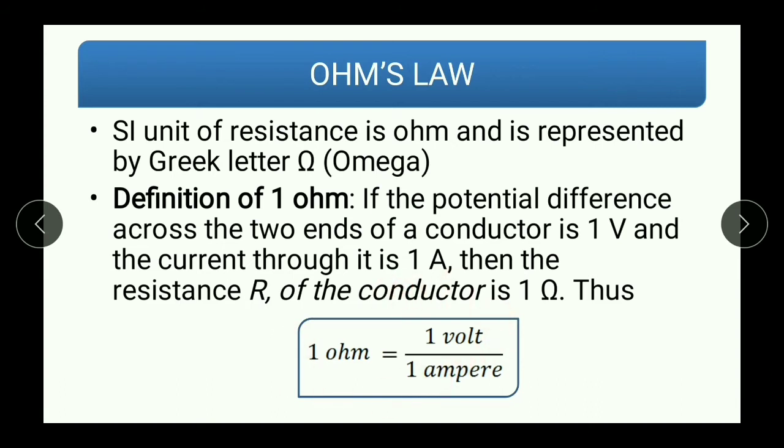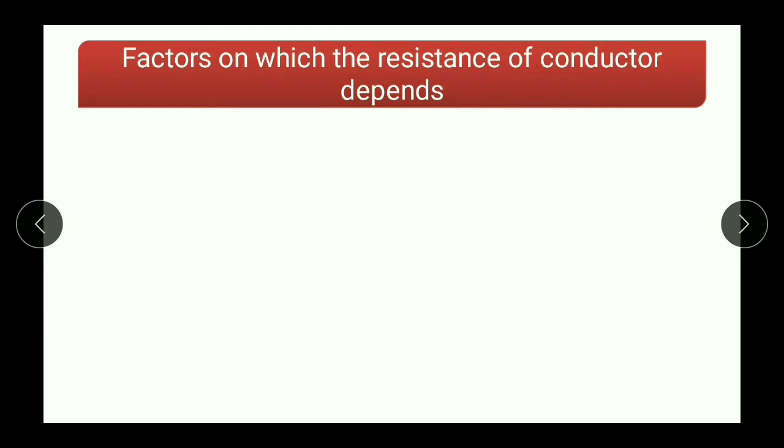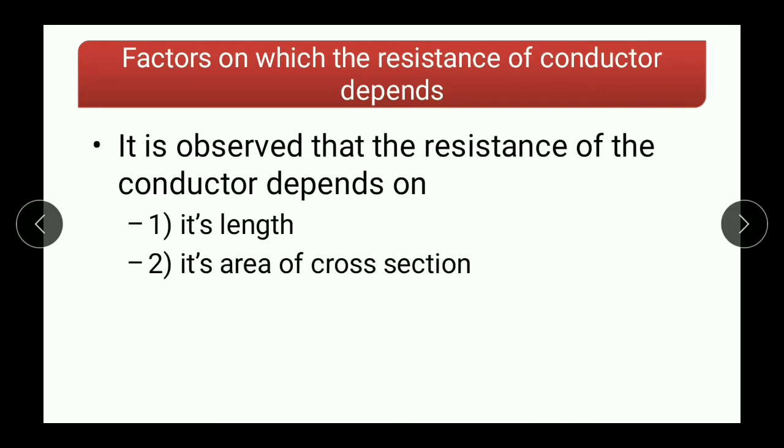Now that we know Ohm's law and a few things about resistance, voltage and current, we will see the factors on which the resistance of a conductor depends. It is observed that the resistance of a conductor depends first on its length, second on its area of cross section, that is the thickness of the conductor, and then on the nature of the material. So these are the factors on which the resistance of the conductor depends.